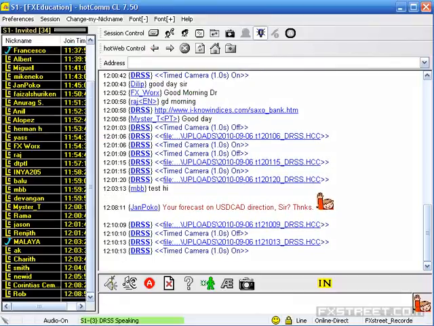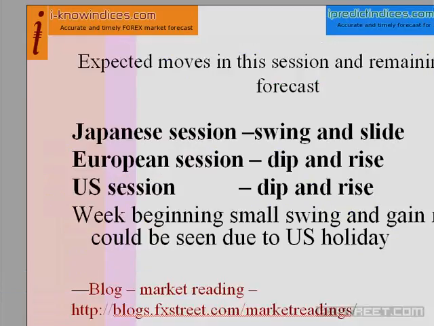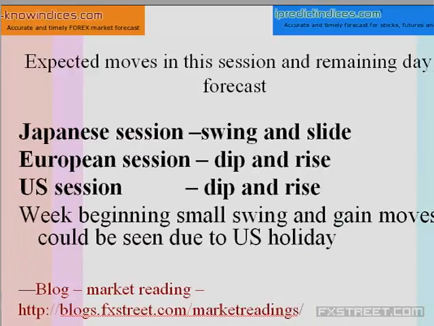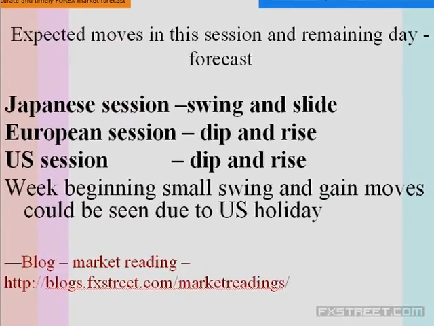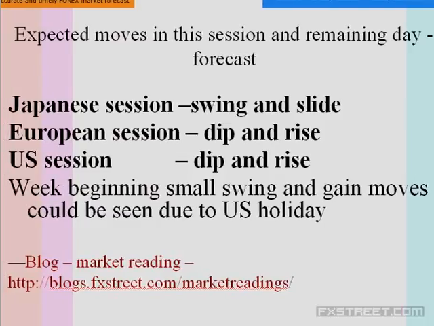Let me focus the camera over the slide. So, expected market moves for this session and for the remaining day. In the Japanese session, swing and slide moves are expected. A nominal slide could be seen and they could make a brief downward stop below the low in the case of Euro and GBP, and not a very significant drop. And during the European session, they could make a dip, and that can only give you a buy opportunity. If you just fail to buy, then probably they could gain the levels again.